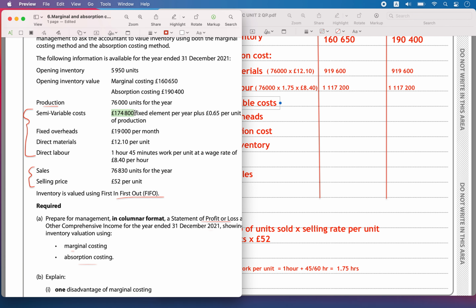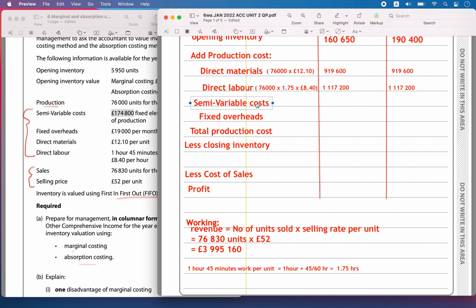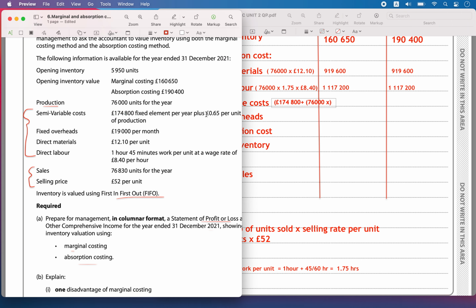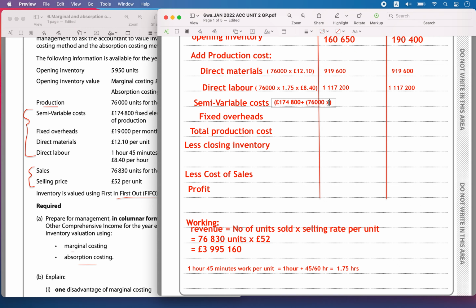Then you have the semi variable cost, in which there is a fixed cost plus the variable cost. So let's calculate that. Fixed cost plus the variable cost is around 76,000 units produced at the variable cost rate of 0.65. So this value is going to be equal to 224,200. So that value is 224,200.